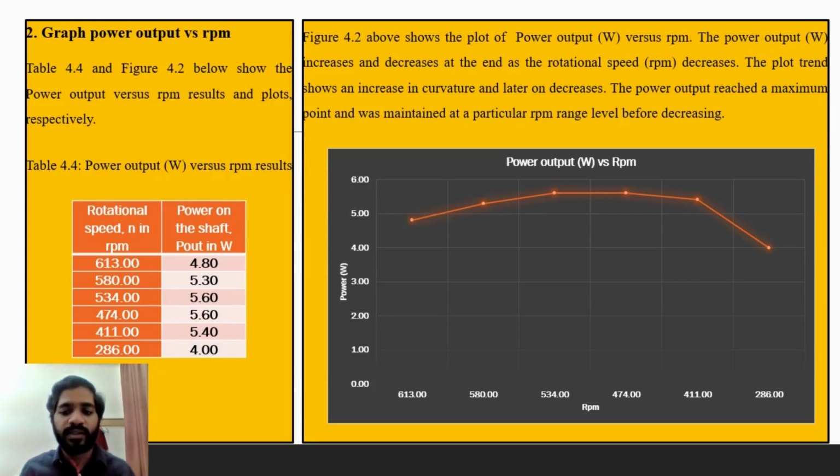The next question is about the graph of power output versus RPM. As you can see, the table shows the rotational speed and the power on the shaft. Based on the values, we generated a figure which shows the plot of power output versus RPM. Based on the graph, the power output increases and then decreases at the end as the rotational speed decreases. The plot trend shows an increase in curvature and later a decrease in curvature as well. The power output reached a maximum point and was maintained at a particular RPM range before decreasing.